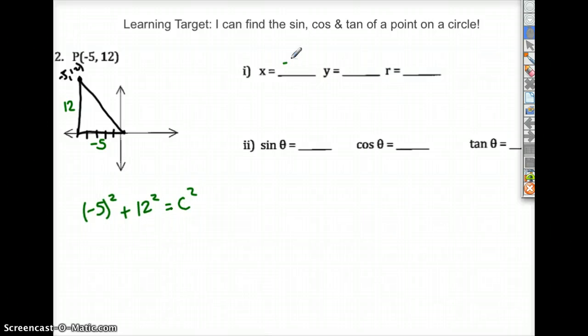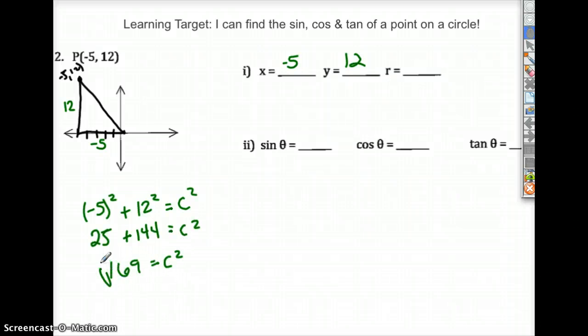So let's see, I should have done this. X was negative 5, y was 12. This would be 25 plus 144, which is 169, which if you type that in your calculator, I believe you get a value of 13. So my hypotenuse is 13.